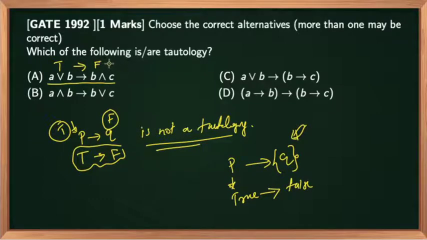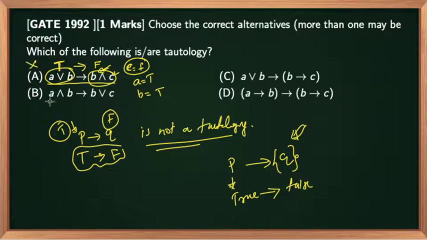Okay, so I know that I have a C here, right? So if C is false, then this portion will be false, right? And here, I can make A equal to true. So whatever the value of B, maybe I will say B is equal to true, right? So I have A or B, where A is true and B is true, so the left side is true. Now the right side, I have B and C. I took B equal to true and C equal to false, so the right side is false. So I am getting true implies false for an assignment. So I know that this is not a tautology.